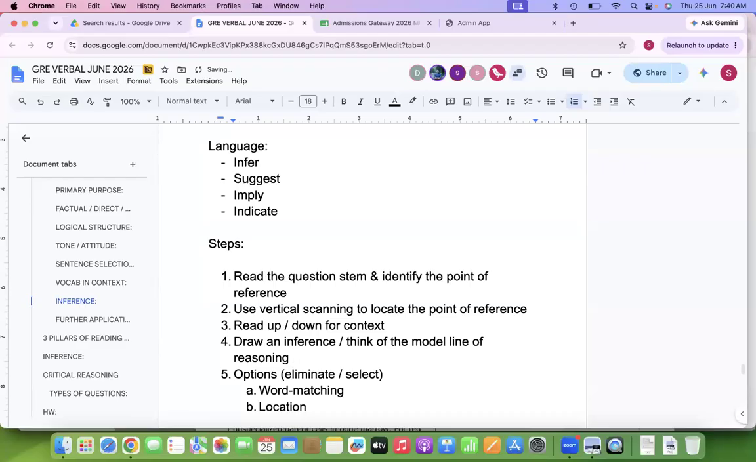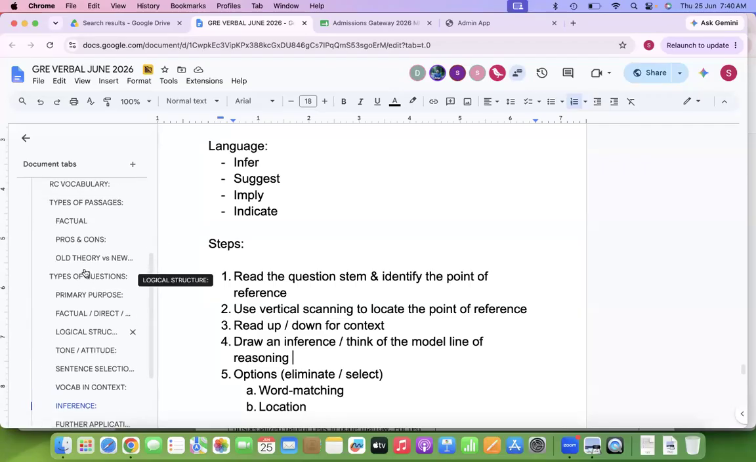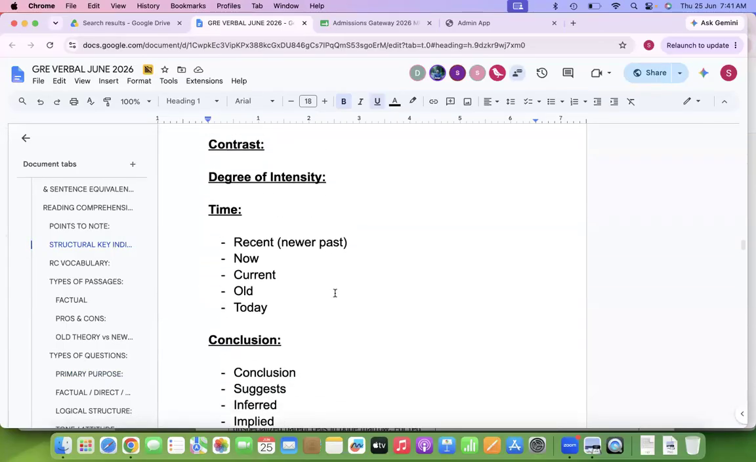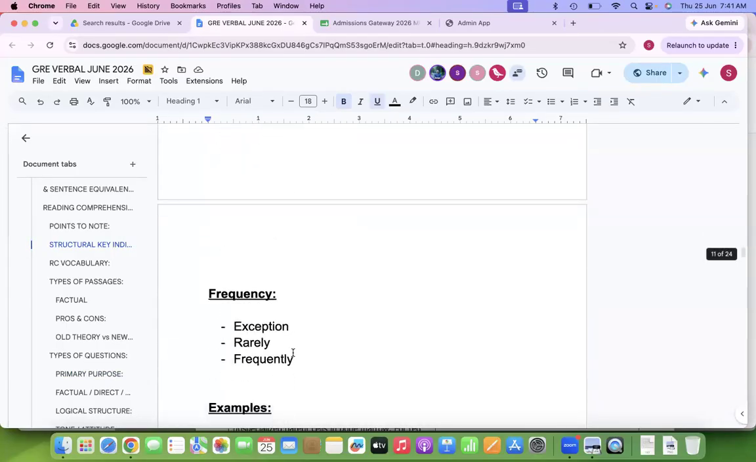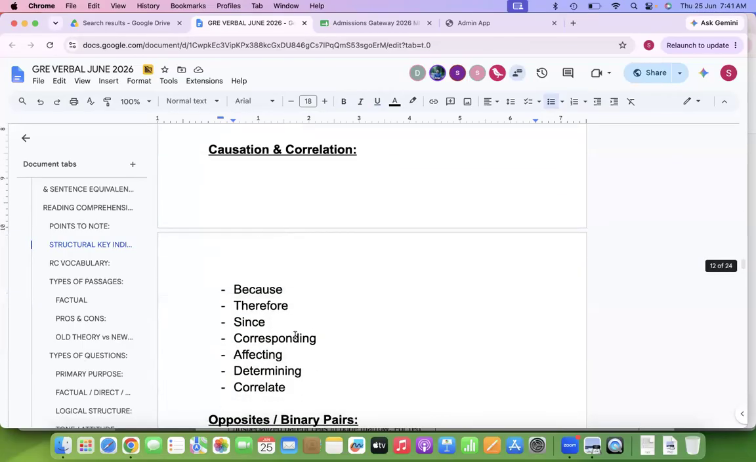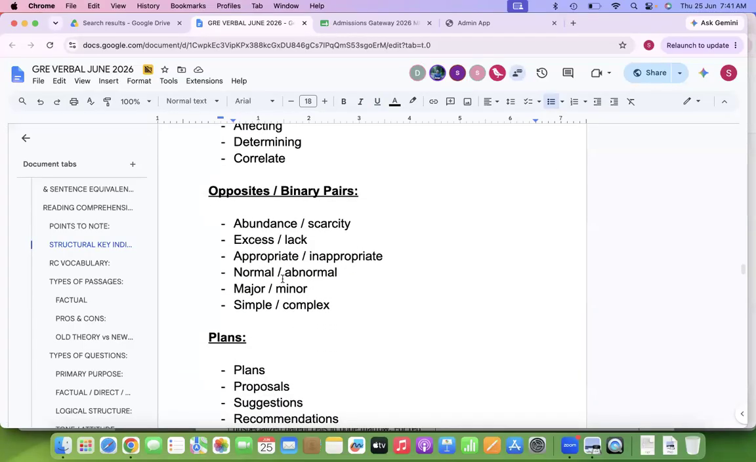This is usually doable. Line of reasoning implies, am I looking for something which is positive? Am I looking for something which is negative? Is it time-based? Is it speed-based? We've done all these structural indicators. So is it related to time? Is it going to be related to frequency? Is it going to be related to the concept of only? Is it going to be related to some causation? Will it be related to the idea of an opposite? I will at least have a line of reasoning.